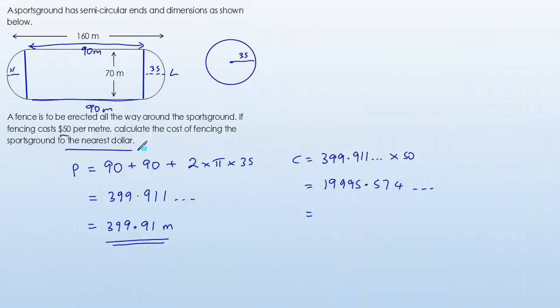So we weren't told nearest dollar, we were told the nearest dollar. So that is going to be 19,990, and this is over halfway, so 6.